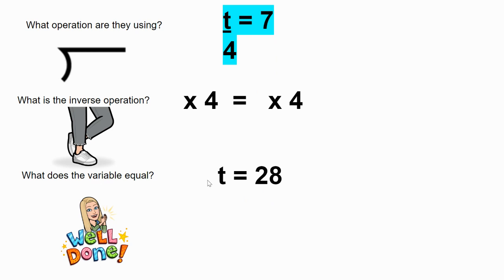Awesome. So that's what our variable is. That's what the missing number is. If we plug in 28, 28 divided by 4 is 7. So that is true. Sometimes down the road, when we start doing two-step and multi-step equations, you might see this where the variable's on the bottom. Once again, just multiply and go through the steps that way.